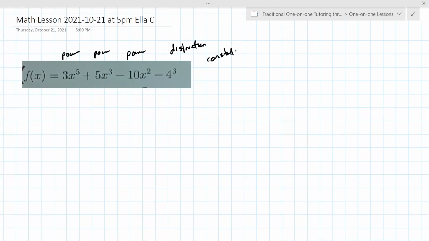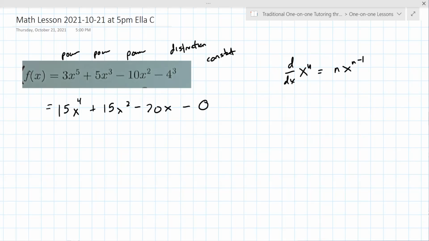So the power rule: d/dx of x to the n is nx to the n minus 1. If you have a constant in front, you can multiply. So if you can do as much of this as you go, that's always better. 15x to the fourth plus 15x squared minus 20x minus 0. Your brain distracts you when you get to the end. You think there's some sort of power rule component here. There is none. Okay, let's move on to the next problem.